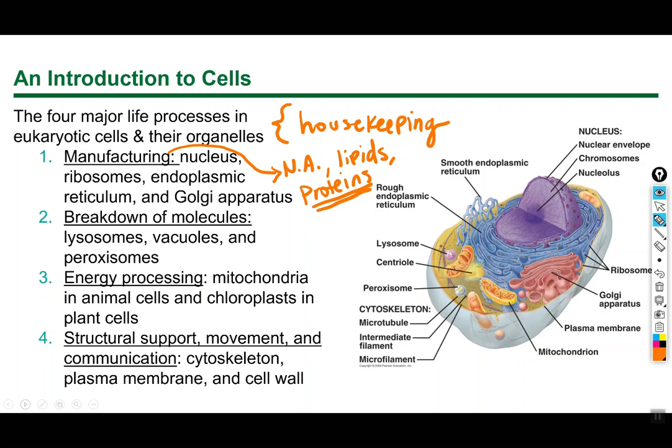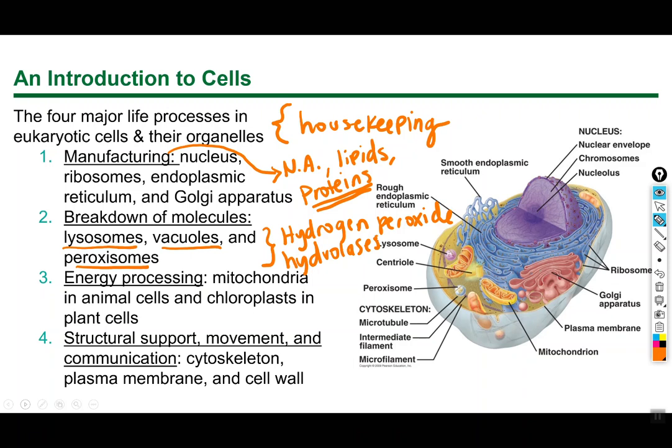Breakdown is also important. You need to be able to recycle things that are not being used. So this includes lysosomes, vacuoles, and peroxisomes. Lysosomes, vacuoles, and peroxisomes are membrane-enclosed structures that contain breakdown targeted chemicals of some kind. So this can include hydrogen peroxide and hydrolases. Hydrolases are enzymes that use water to perform enzymatic hydrolysis of macromolecules.